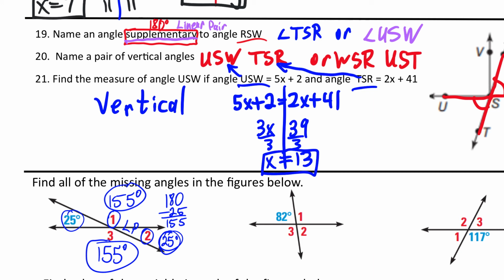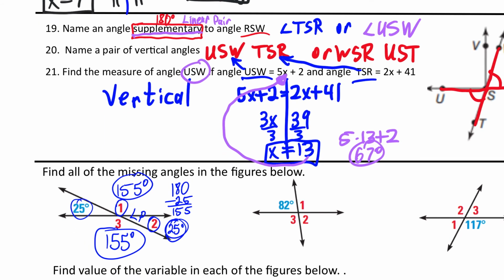On this one, we have one more step because this doesn't say find x, it says find USW. So I need to take this 13 and plug it in right there. Okay, so 5 times 13 plus 2 is what? Yep. 5 times 13 is 65 plus 2 would be 67 degrees for that angle.